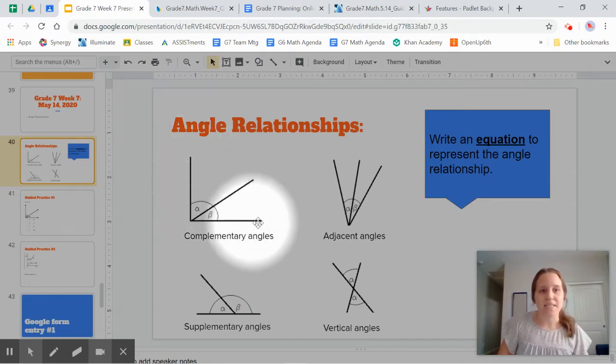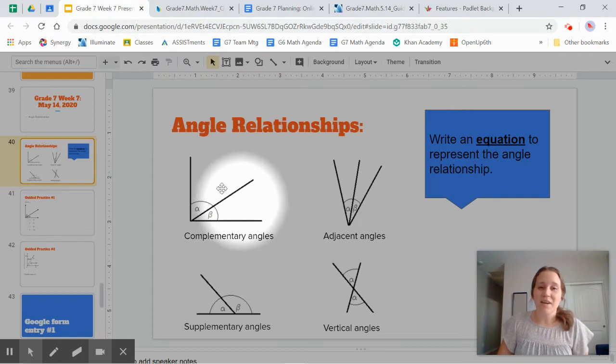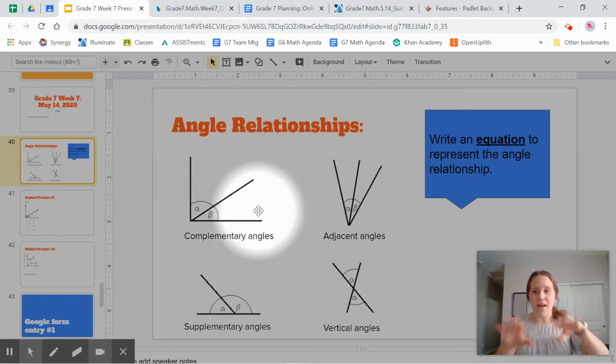Together, they form a 90-degree angle called a right angle, so two angles that form a right angle are called complementary. Now, they don't have to be next to each other. If I pulled these angles apart or I put them next to some other angles, we would still say that angle alpha over here and angle beta over here are complementary if they add up to 90 degrees.